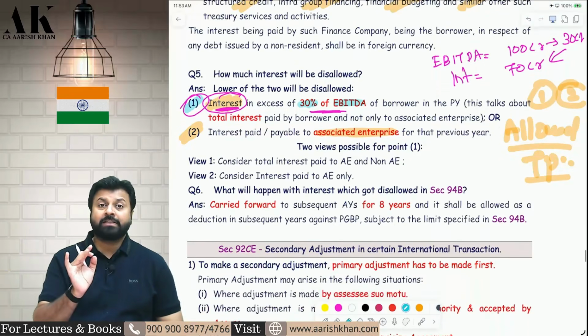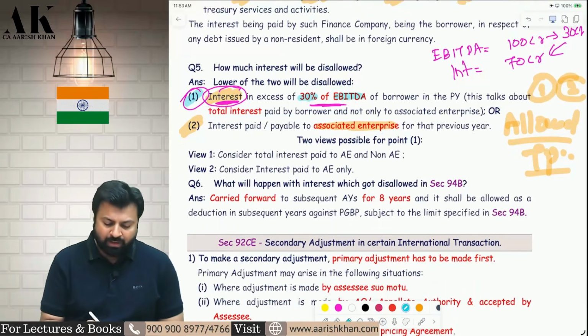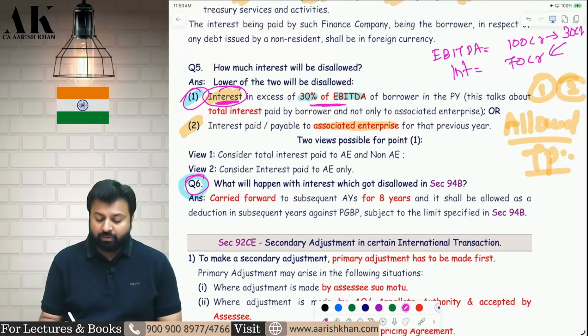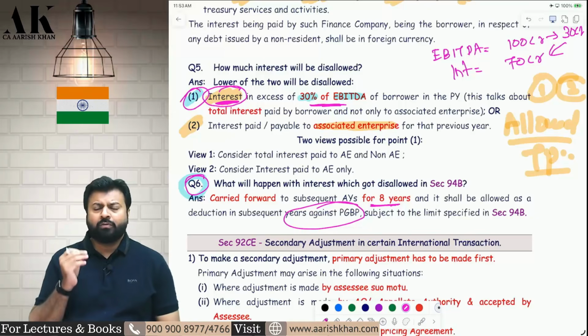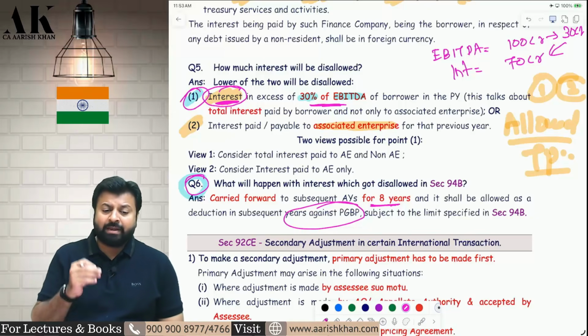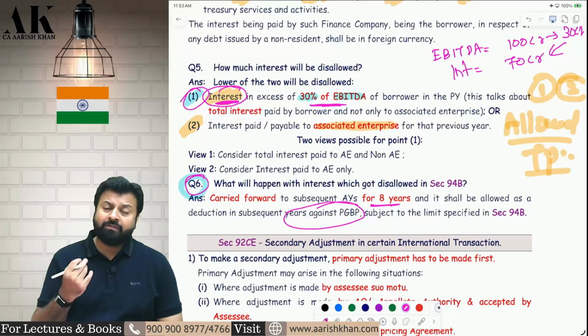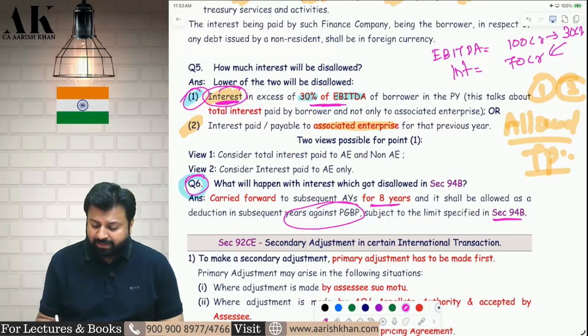Now, whatever interest is disallowed, don't worry, don't be disheartened. Whatever interest is disallowed, you are allowed to carry forward to the next year, and you can carry forward and set off for 8 years against any PGBP income. So whatever interest is disallowed under 94B can be carried forward and set off against any PGBP income, but subject to the limits mentioned in 94B.